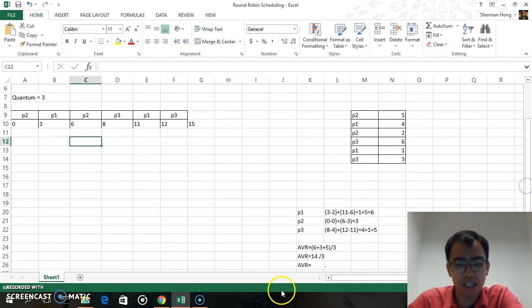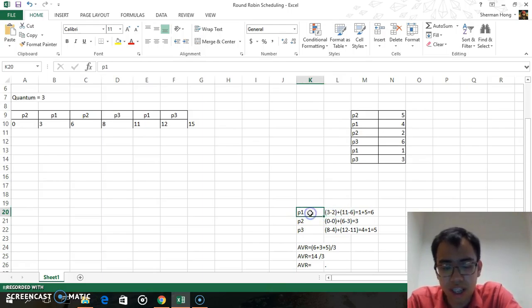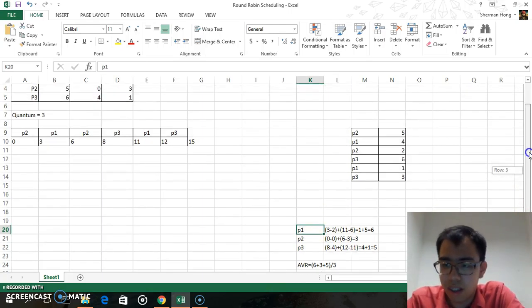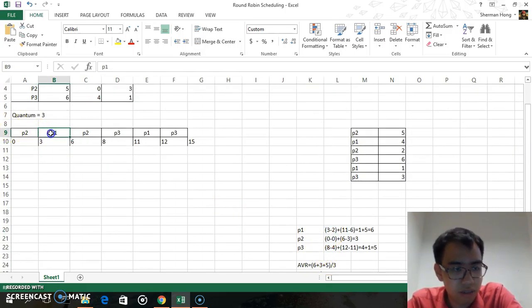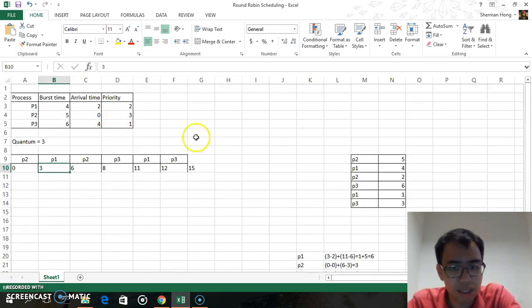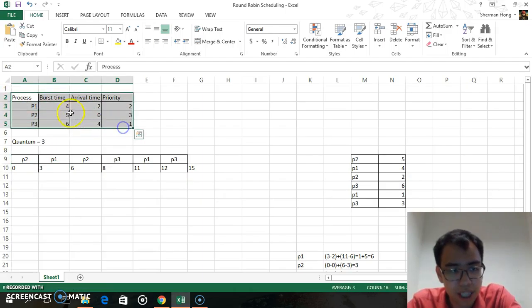Now we'll move on to the next one, which is to find the waiting time for each process. We start from P1 first. The formula for waiting time is the starting point minus the arrival time. So 3 minus 2. How do you get that? You look at the 3 here, and look at the diagram again, at P1. The arrival time is 2, right? So it's 3 minus 2.